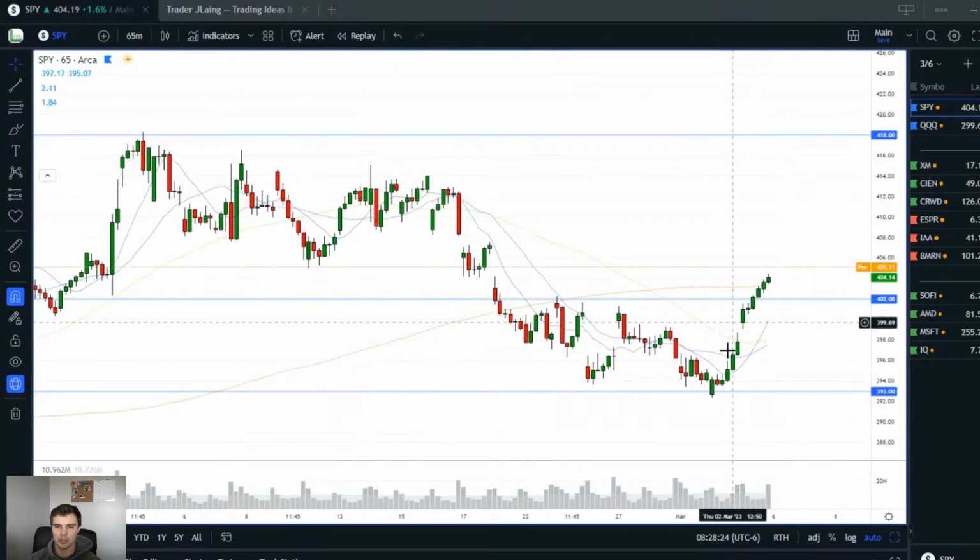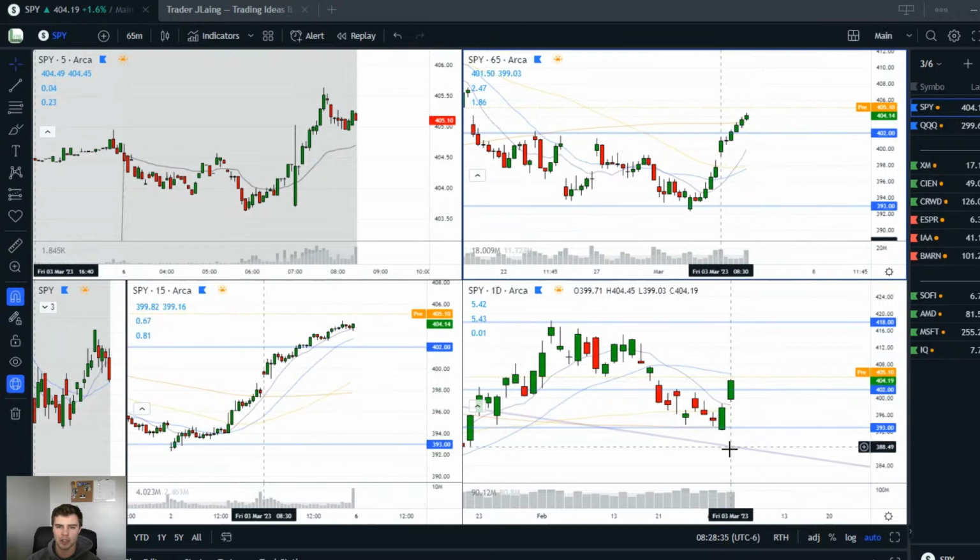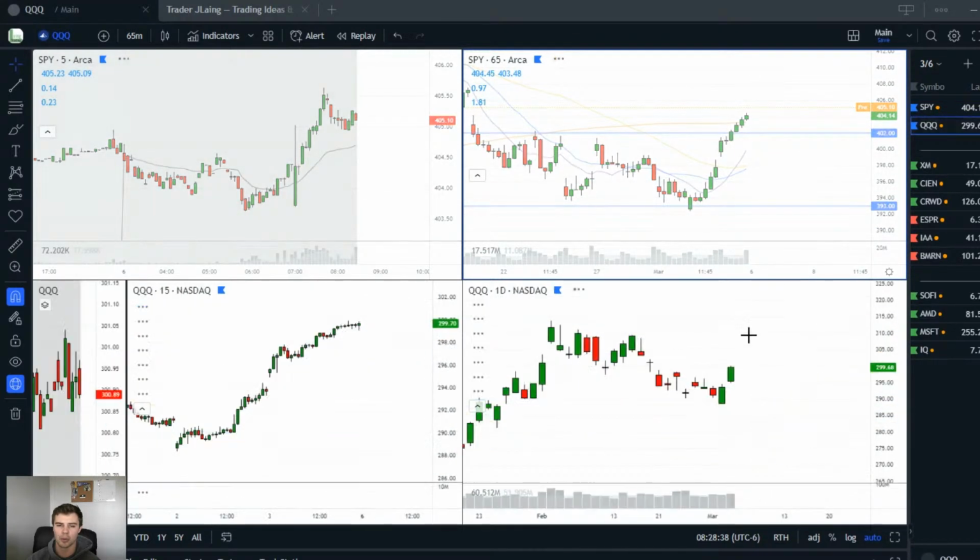As you can see on this hourly chart, we're up like 12 green bars in a row, so you got to expect some sort of pullback. Maybe we retest this 402 today, but kind of just expecting a little bit of a chop, a little bit of a correction after this big 2-day move up.